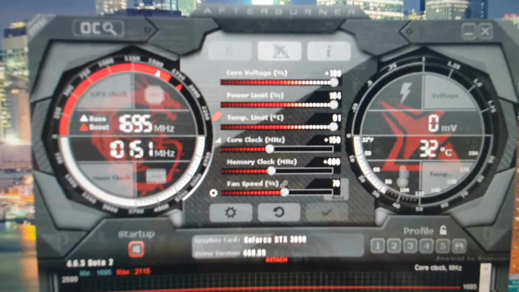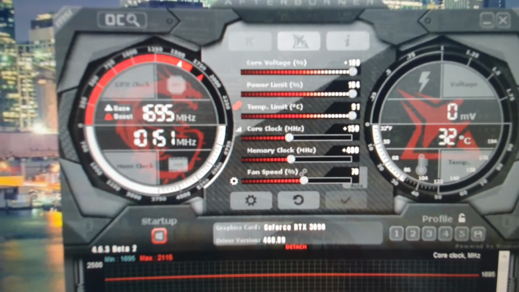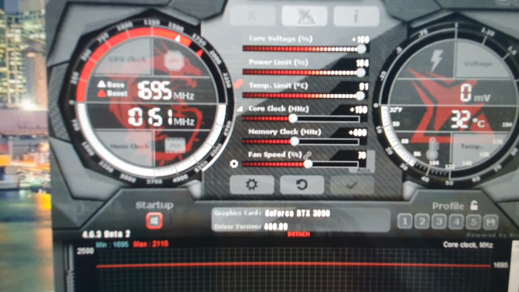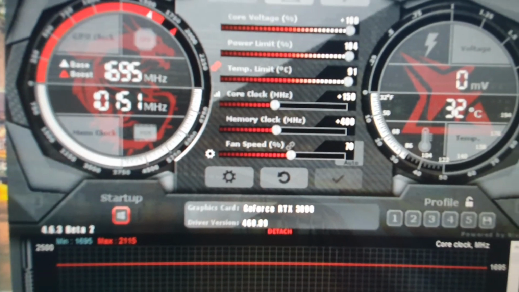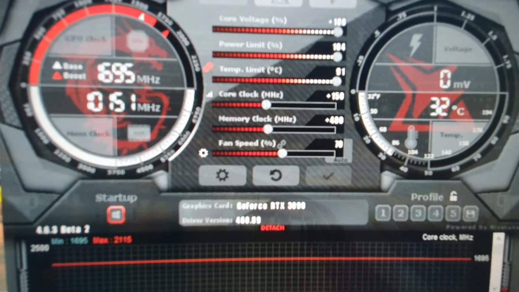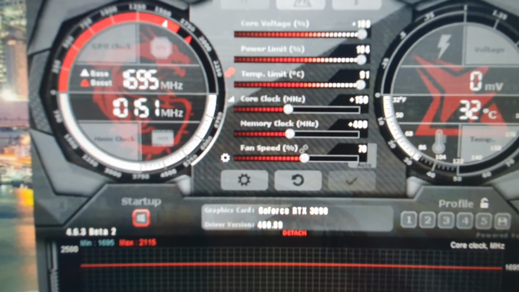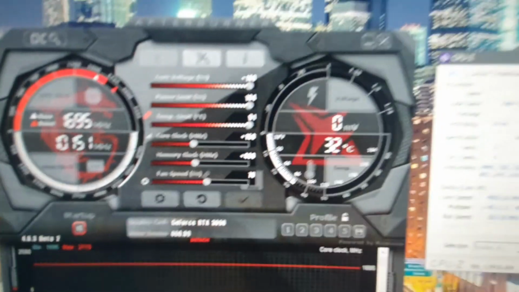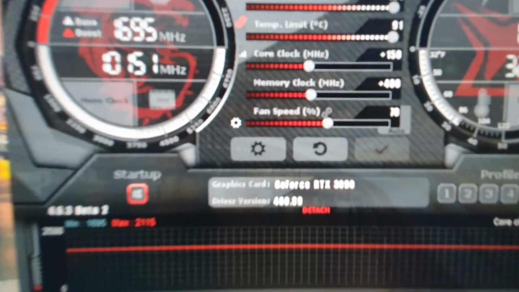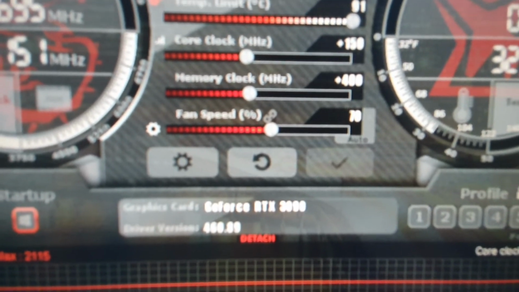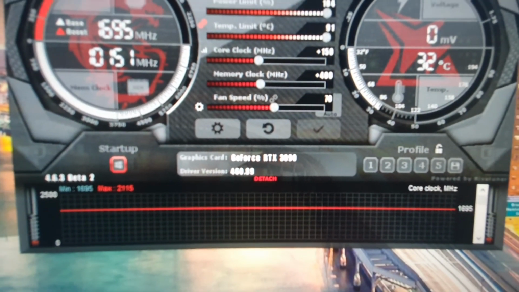So there's my overclock. Core voltage all the way to the right. Power limit, all the way to the right. Temperature limit, all the way to the right. Core clock is plus 150. Memory clock is plus 400. And I've got my fan permanently set to 70%.